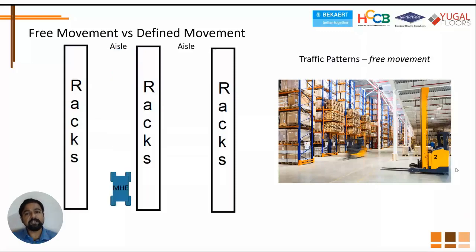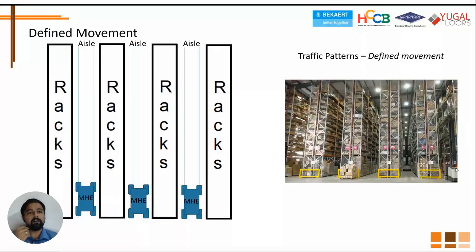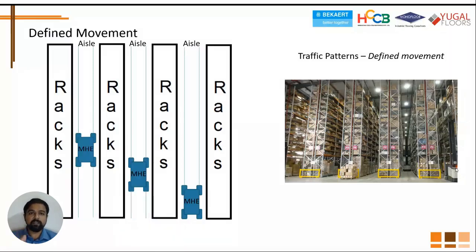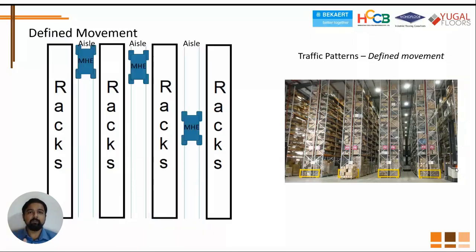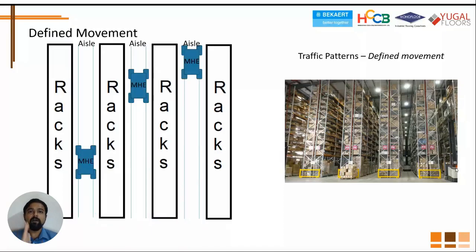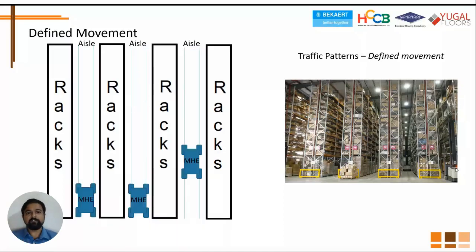Then going on to the second type, which is the defined movement. Here the material handling equipment has to necessarily move along the direction of the aisle, and it can never move across the length of the aisle. It has to move exactly on the same wheel path time and time again through the usage of the floor. It's a very specific kind of floor.